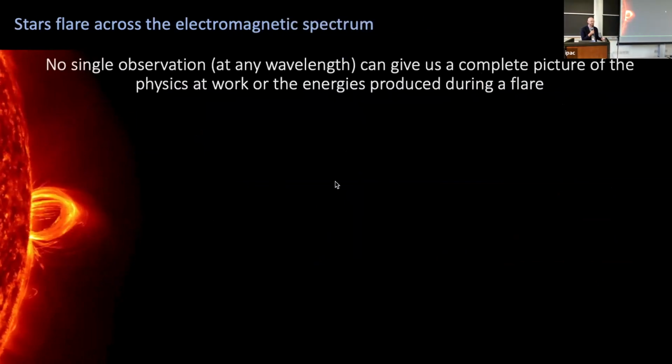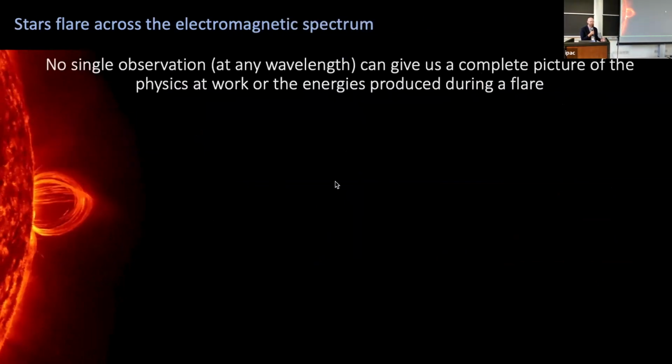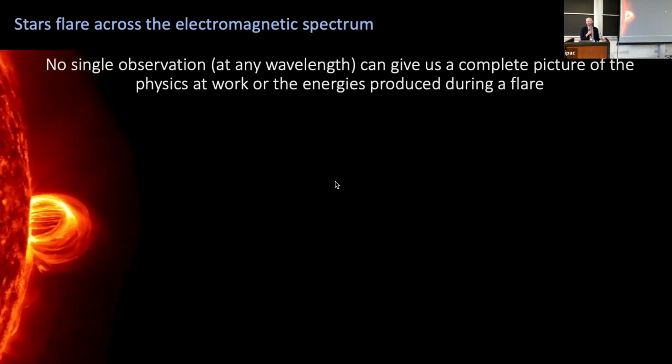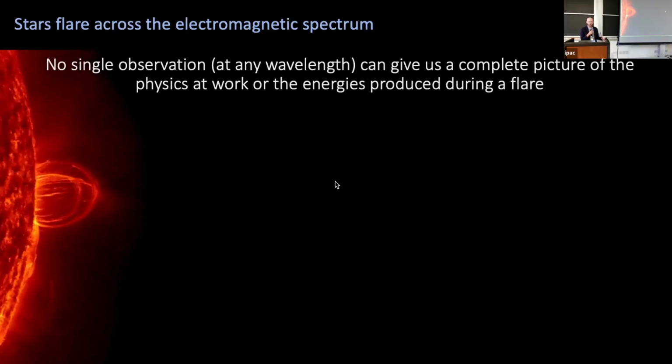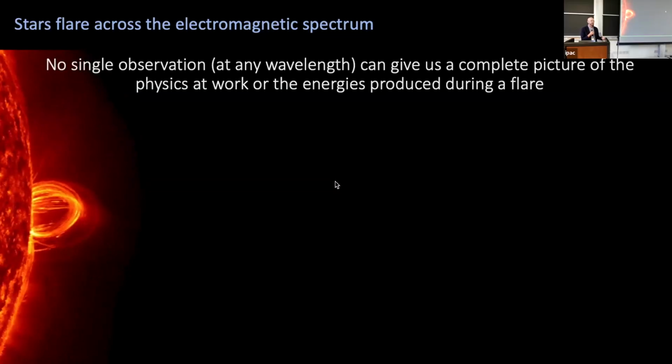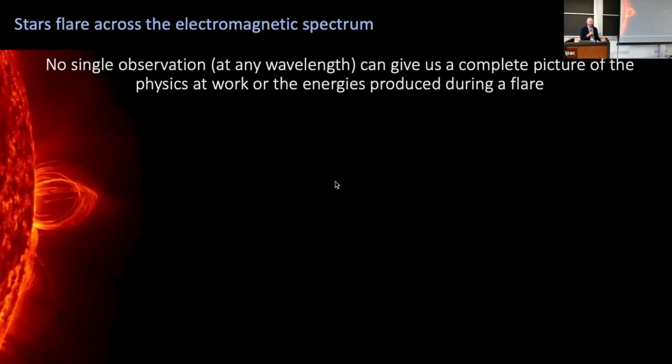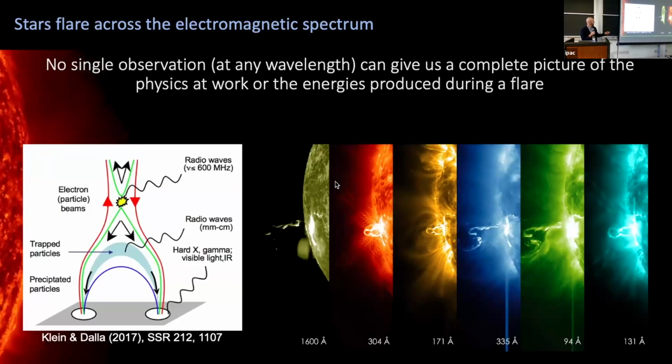And one of the key points of stellar flare science is that stars flare across the electromagnetic spectrum so that no one observation or wavelength really fully captures the physics involved or the energies produced during that stellar flare. You can see this both in this diagram of a stellar flare as well as in this Solar Dynamics Observatory image of a solar flare.